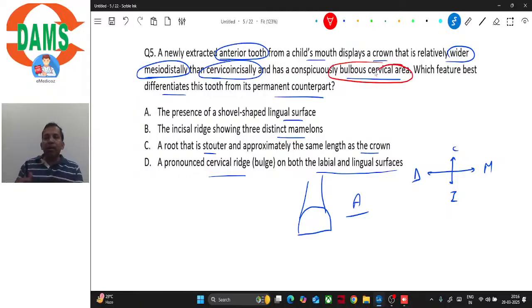So, if you look at this question, you would notice that the answer is within the question, isn't it? Sometimes you will get such questions where the answer is within the question. If you read the question carefully, you will get the answer, right? The question itself says that the tooth is wider mesiodistally than cervico-incisally and has a conspicuous bulbous cervical area. And the same is the option here, the pronounced cervical ridge, a bulge on both the labial and the lingual surfaces. So do read the questions carefully, right?